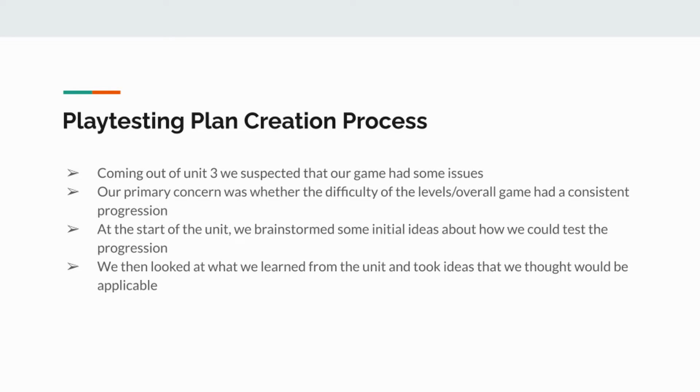At the start of the unit, we brainstormed some initial ideas about how we could test the progression. And once we knew we wanted to focus on the difficulty progression, we then looked at what we learned from this unit and took some key ideas that we thought would be applicable. Really, the whole unit was used because we just learned about playtesting in general, but there were some very specific things we took. That'll be on the next slide.